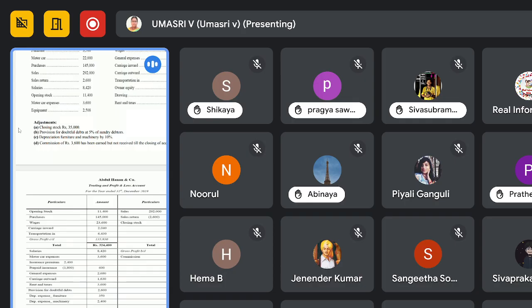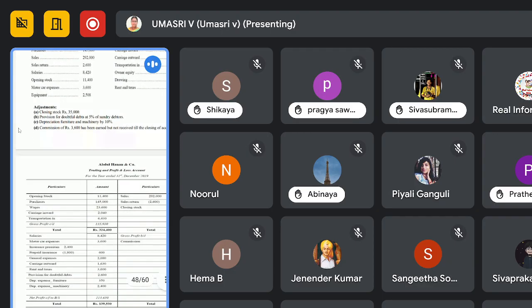Now, provision for doubtful debts 5% is given, right? Suppose bad debts written off of 2,000 rupees is given. So 52,000 minus 2,000, good debt is 50,000. Out of that 50,000, 5% you have to treat as doubtful debt. So 50,000 into 5%, 2,500 you have to write as provision for doubtful debts. In the profit and loss account debit side, bad debts written off 2,000 rupees plus provision for doubtful debts 2,500 rupees, that is 5% on 50,000, right? So totally 4,500 you have to show in the outer column.